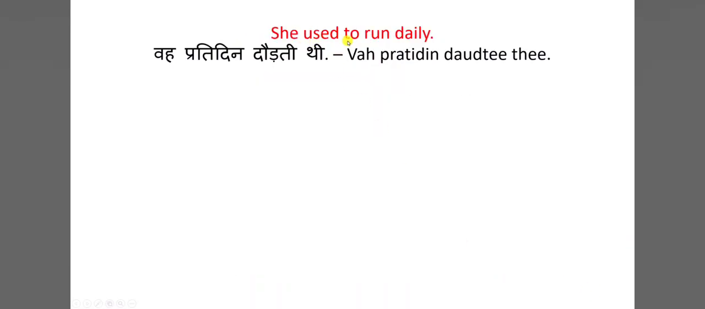She used to run daily. वह प्रतिदिन दौड़ती थी. वह is she. प्रतिदिन is daily. दौड़ is run. T and thi together give the meaning of used to.